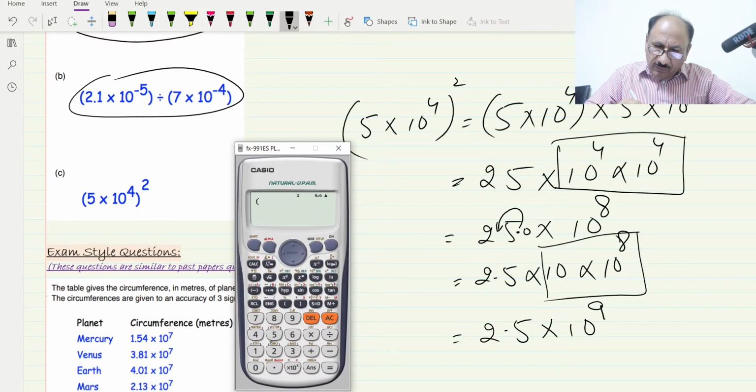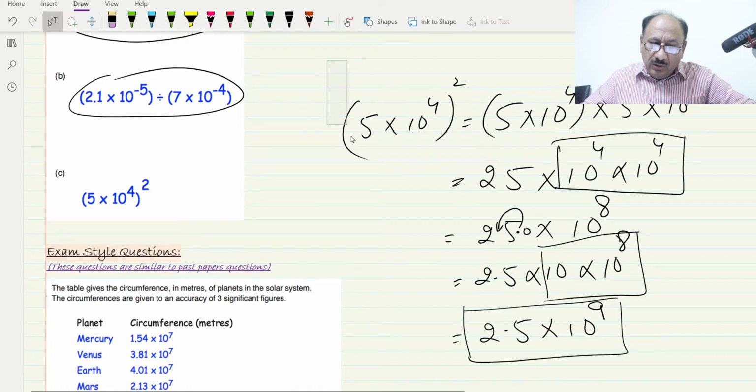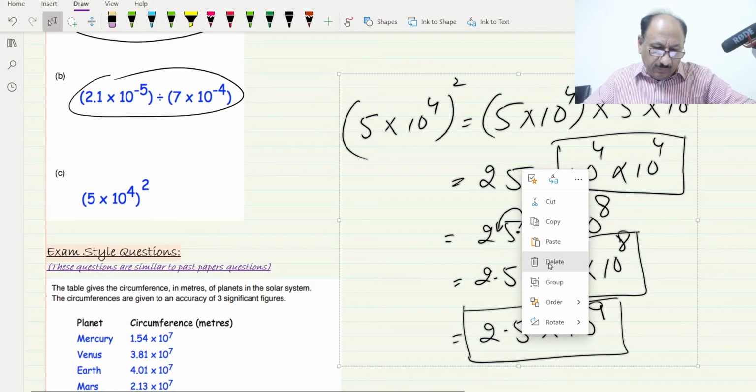We can put bracket 5 into 10 raised to the power 4, bracket close, and the whole raised to the power of square, which is equal to... we can check how many zeros: 2, 4, 6, 8 and 9. So 2.5 into 10 to the power 9. This is the confirmation which we have done with the help of calculator. You can see we have done the whole question manually without using calculator, and then we have double checked our answer with the help of calculator.